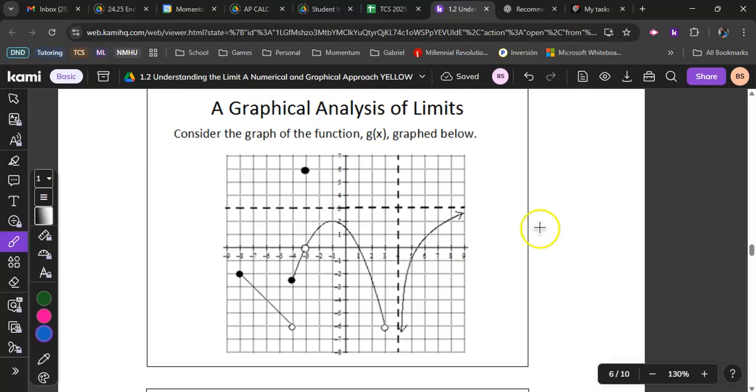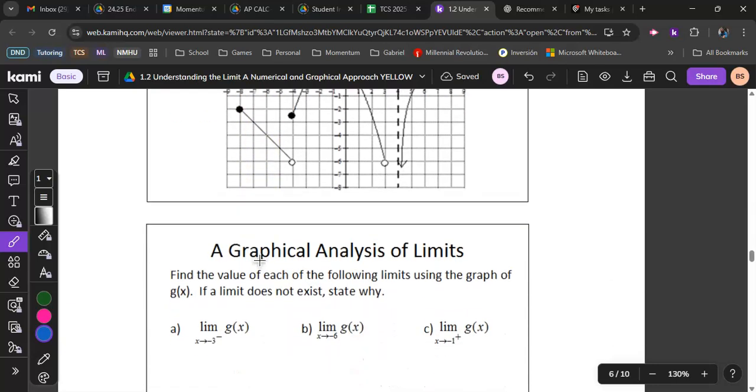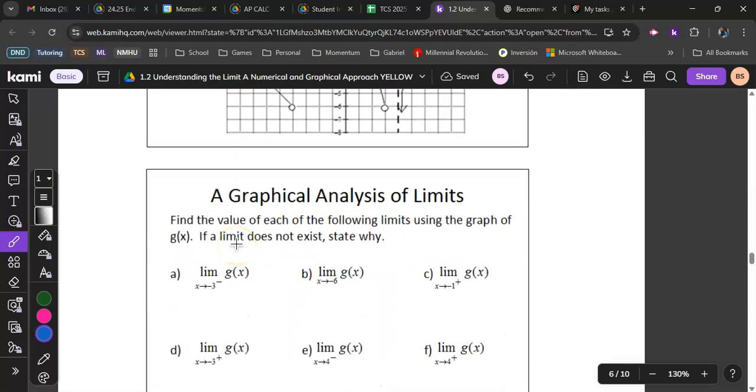All right, got one last set of practice here. And then I'll give you guys some time to do the practice problems. So here we got another graph, another piecewise function, and we're going to take a look at these limits. If they don't exist, state why. Why do they not exist if they don't? What's always the reason? Left side doesn't equal right side.